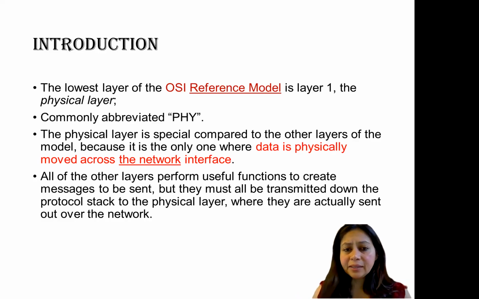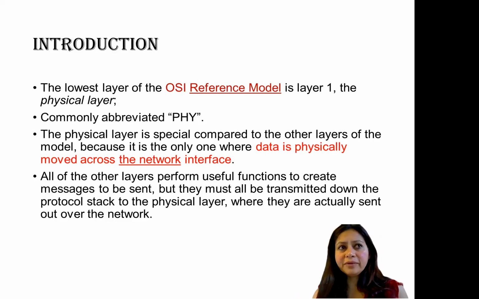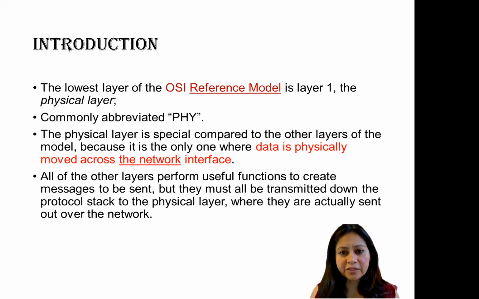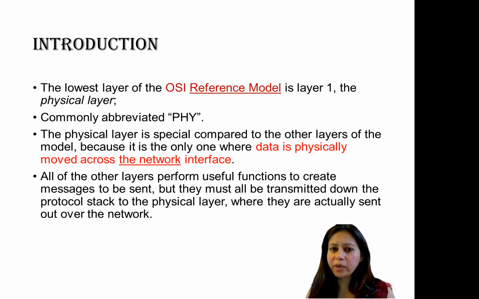And in the commercial world, in the professional domain, you often hear people say he's a 5-layer guy, or he's a 5-layer engineer, or he's a layer 1 engineer. So this is what they're talking about. It's abbreviated as PHY. And as I said, this is the layer where data physically moves across the network interface. So what do we mean by the network interface?